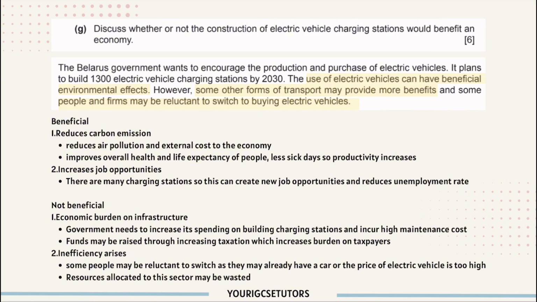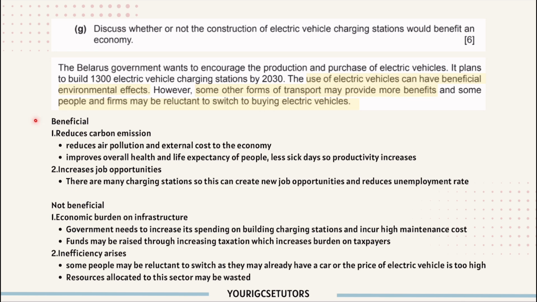So personally, I would suggest you to use the points given in the article. But if you really don't understand what it means, for example, some other forms of transport may provide more benefits, and you're not sure what kind of benefits it provides, you can choose to write your own analysis. Alright, let's look at answers.